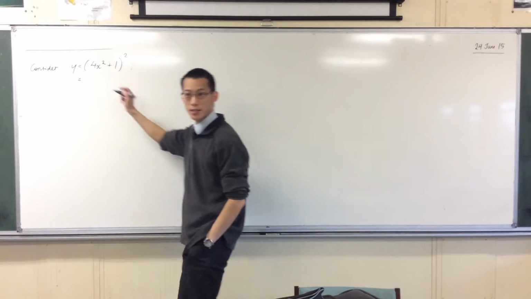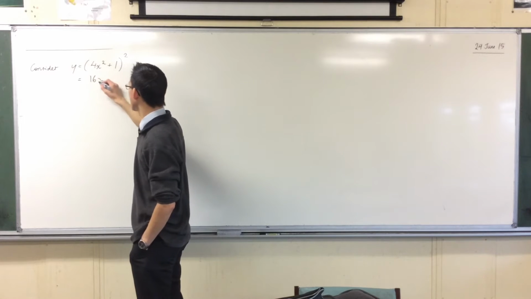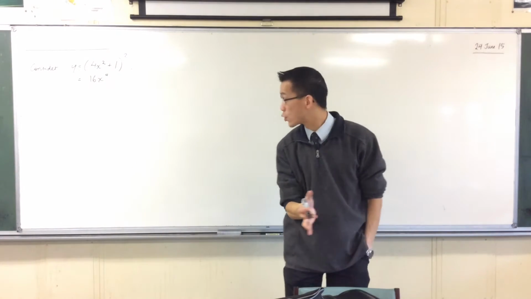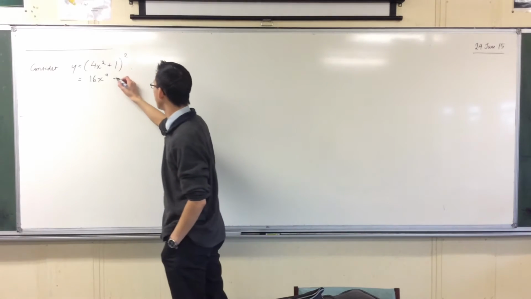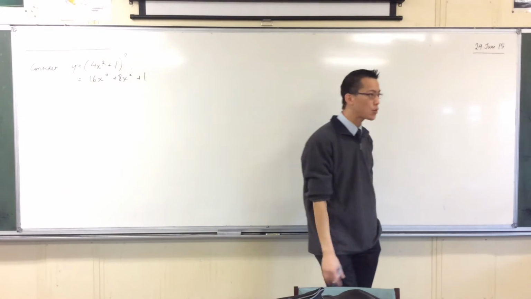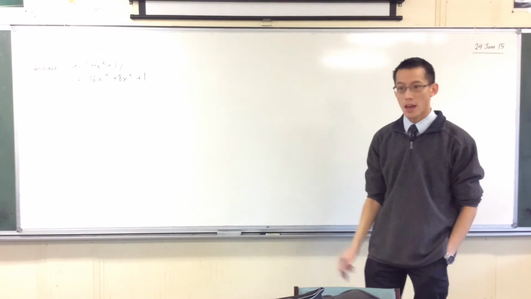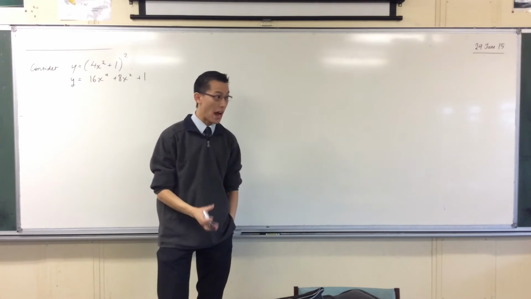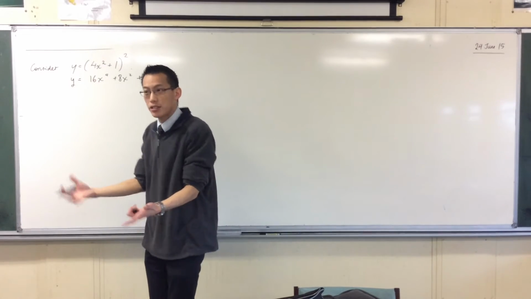So what am I going to write down first? 16x to the 4. That's the a squared. Then I'm going to get the 2ab in the middle, which will be 8x squared. And then there's just going to be a 1 hanging on the end. You happy with that? So far, so good. So if this is y, now I've got it in a form that I can differentiate. Now I can actually find the derivative.